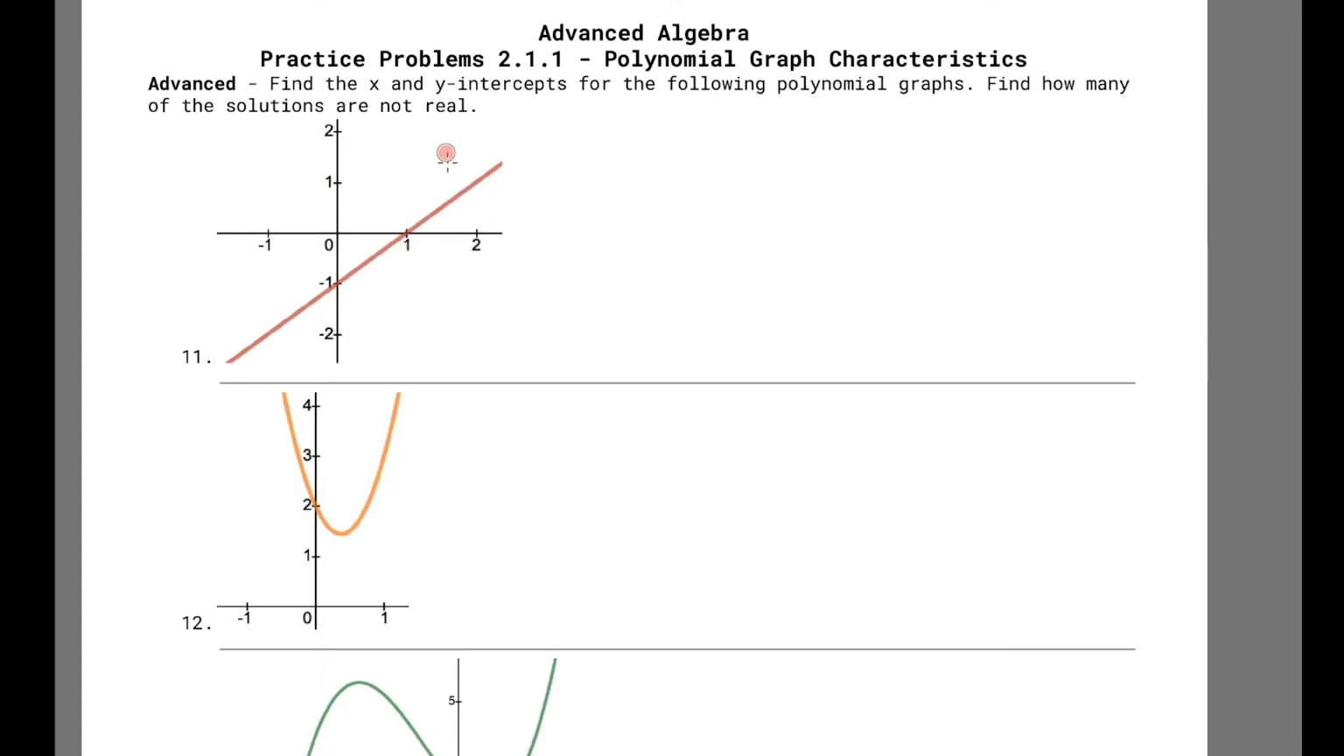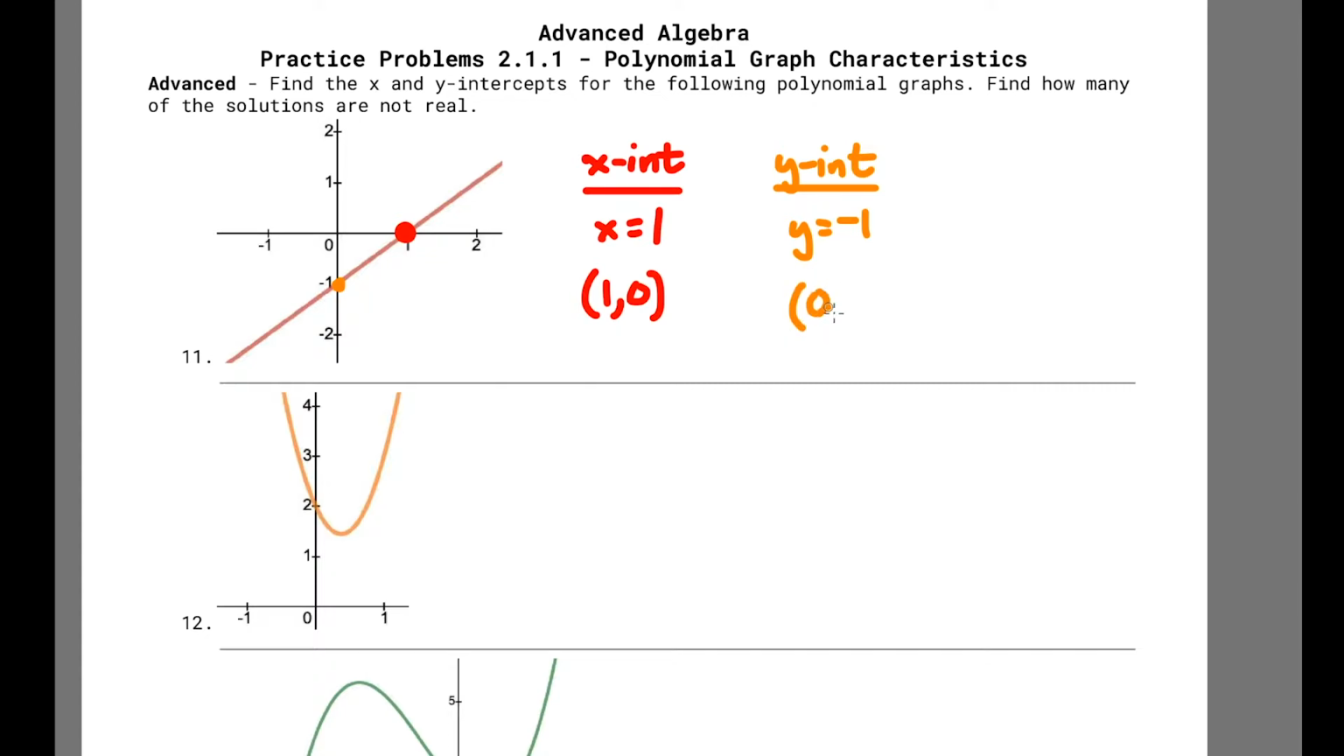All right, so this first one here, let's do the x-intercepts first. We have an x-intercept at x equals 1. So the x-intercept for this one is going to be at x equals 1. Okay, the y is 0 for that. So if you wanted to write this as coordinates, you can write 1, 0. Okay. The y-intercept is going to be right here at -1. So we're going to write y is equal to -1. And if you want to write this as a coordinate, you can write 0, -1.